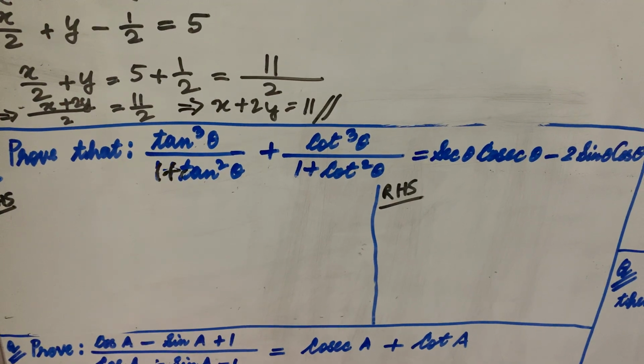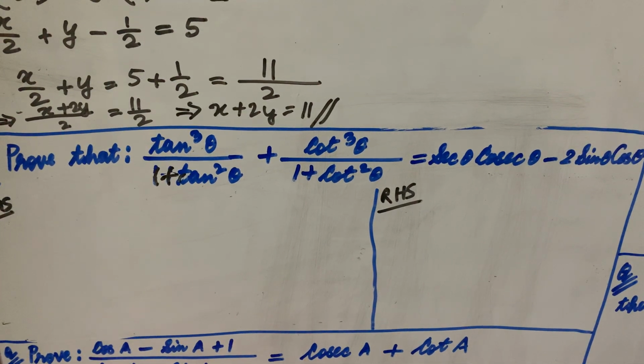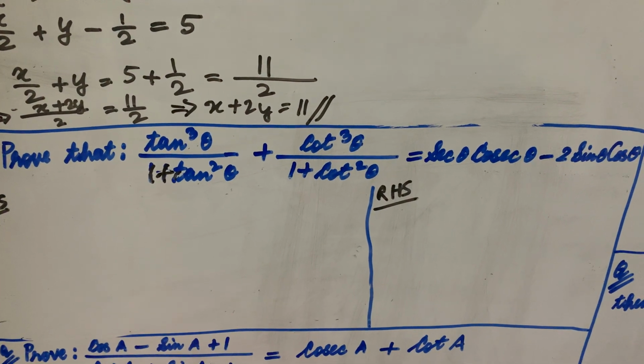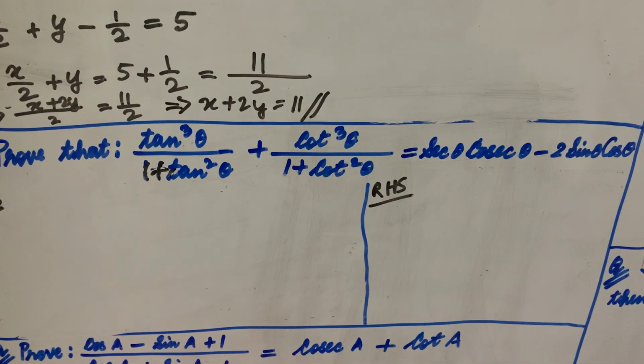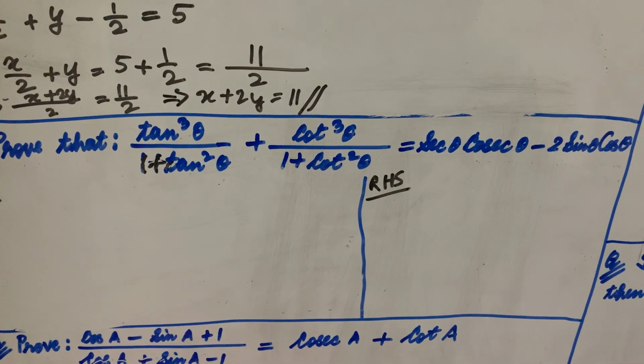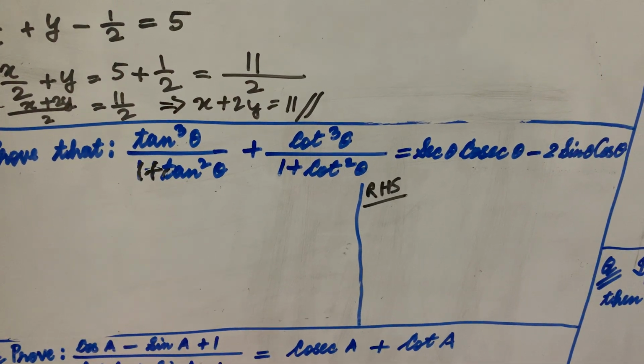Next question is, prove that tan cube theta by 1 plus tan square theta plus cot cube theta by 1 plus cot square theta equal sec theta cosec theta minus twice sin theta cos theta. Now here what we do is, first we take the left hand side and then the right hand side.